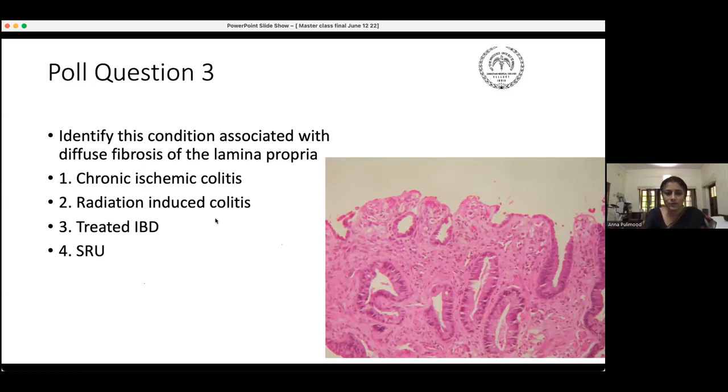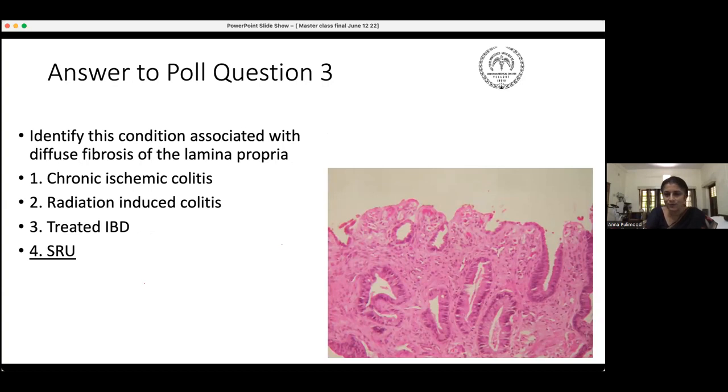Okay. So the answer to this actually is SRU. We had equal answers for radiation-induced colitis and SRU. Both have increased fibrosis in the lamina propria, but the amount of fibrosis you see in SRU is actually much more than in radiation-induced colitis.